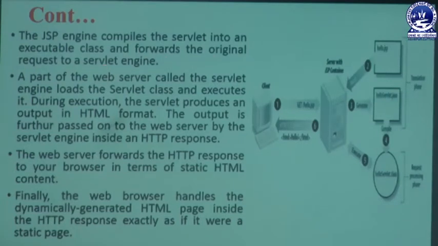We know that whenever a JSP page is executed, in that moment your JSP page is automatically forwarded to your JSP engine. Through that engine it is converted to your servlet file, then that servlet file is also forwarded to the servlet engine. In this way we can communicate our request in our server side application. A part of the web server called the servlet engine loads the servlet class and also executes it. During the execution process, the servlet provides an output in HTML format. Due to that, the output is always passed to the web server by the servlet engine inside an HTML response.